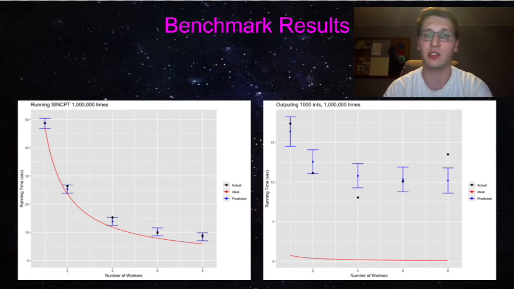These two cases show the extremes of ParSpice's performance. For the SIN CPT case, because it is an expensive task with a small output, it performs well and the performance improves as workers are added. However, for the output 1,000 integers case, because it is a cheap task with a large output, it performs horribly to begin with, and the performance is not improved in any meaningful way with the addition of workers. In both cases, the ideal red line was based on the direct single-threaded results without using ParSpice. The difference between these two cases can highlight for us why the break-even point is so important, as well as show us why a user should minimize the amount of data that they have to send.